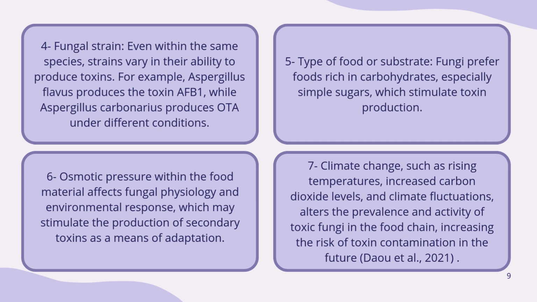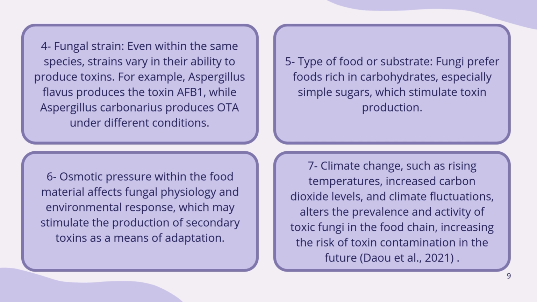4. Fungal strain. Even within the same species, strains vary in their ability to produce toxins. For example, Aspergillus flavus produces the toxin AFB1, while Aspergillus carbonarius produces OTA under different conditions. 5. Type of food or substrate. Fungi prefer food rich in carbohydrates, especially simple sugars, which stimulate toxin production.